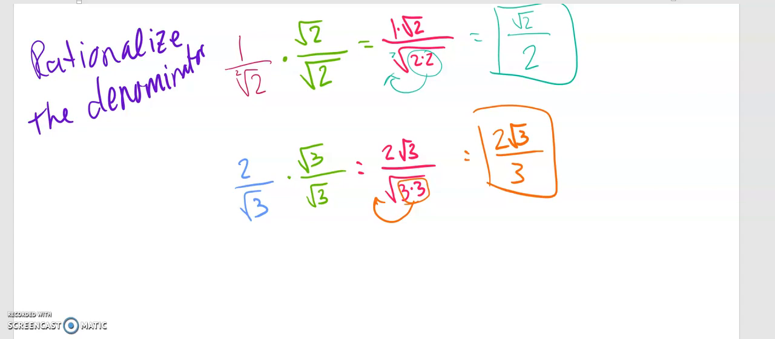Hopefully this helps you have an idea of how to rationalize that denominator. This works with any value in a radical. Okay, so remember this as you continue forward with the remainder of the lesson.